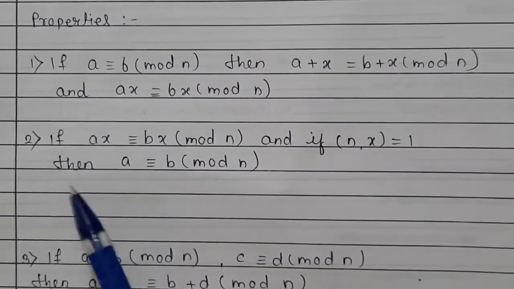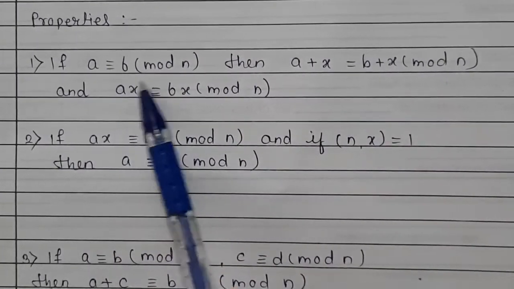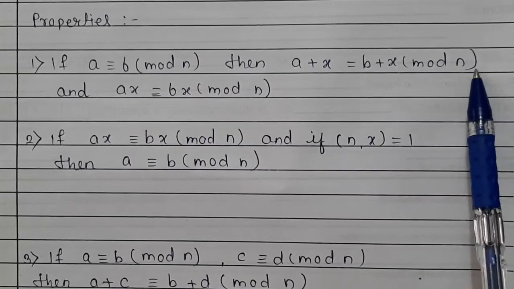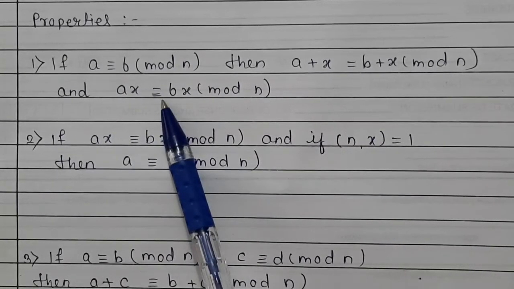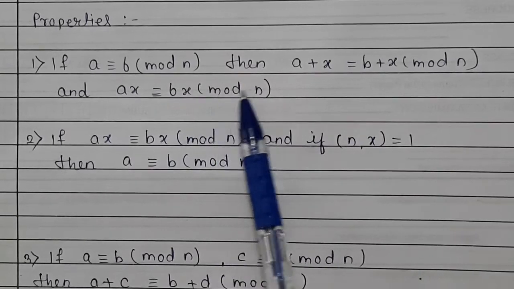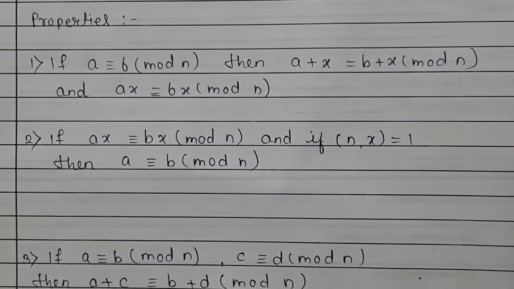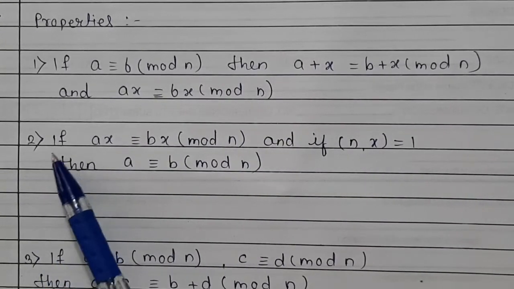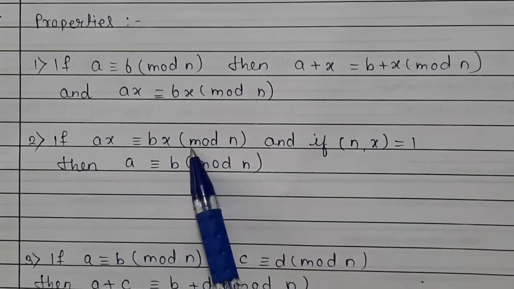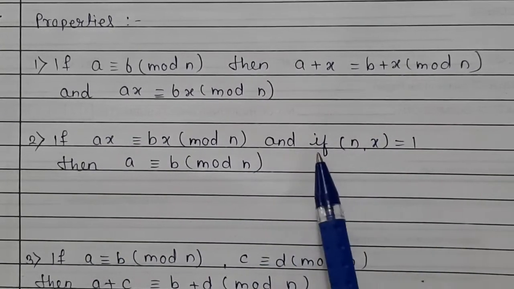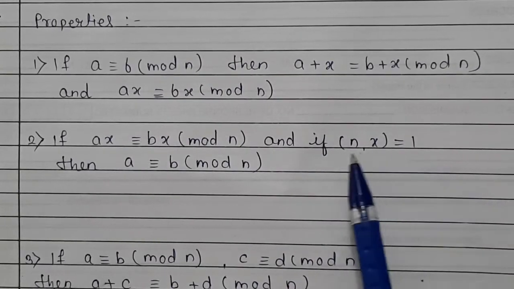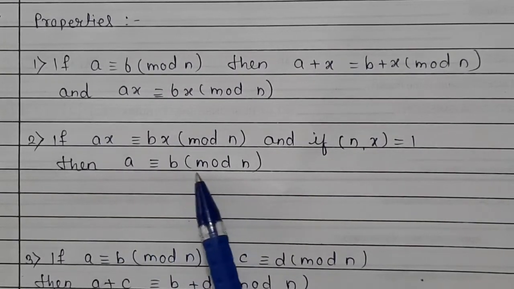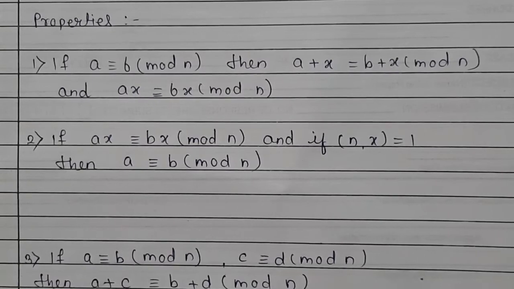So here we have some properties. If a is congruent to b mod n, then a plus x is congruent to b plus x mod n, and a into x is congruent to bx mod n. One can easily prove this. Let's move on to the second property, that is, if ax is congruent to bx mod n, and if GCD of n and x is equal to 1, then a is congruent to b mod n. So how do we prove this?